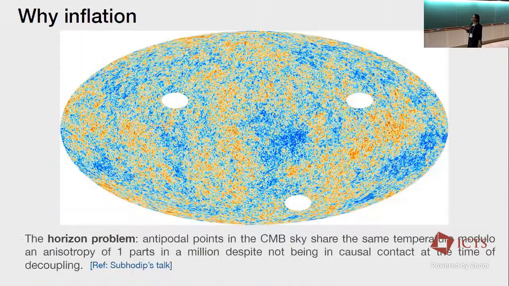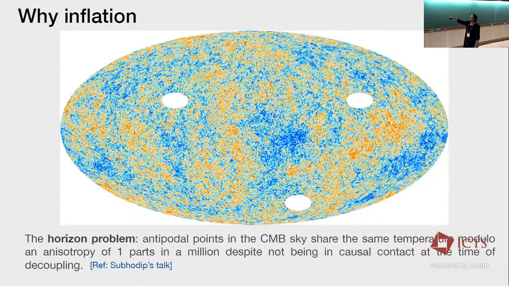Now, why do we need inflation? To start with, I have to show you this plot, which is the cosmic microwave background. If you have attended Professor Subhadeep Mukherjee's talk, then you might already know that there was a time of decoupling where the photons started to roam freely. Originally they were trapped inside the atoms, and since the time of decoupling, these photons from the very early universe have been coming to us from all directions.